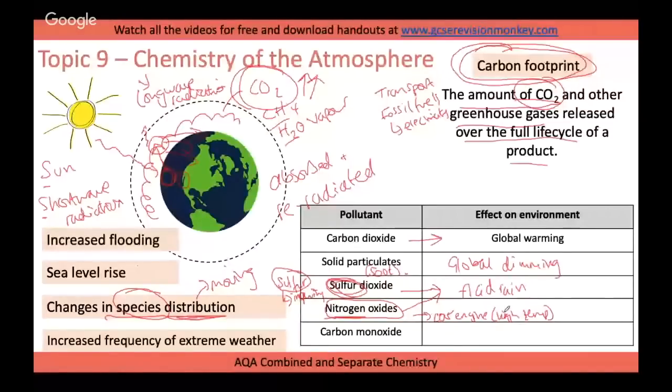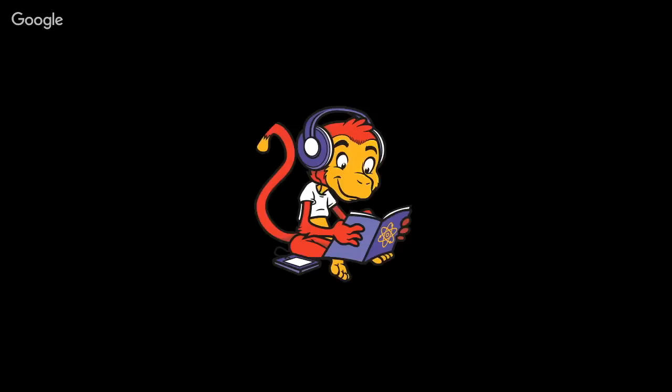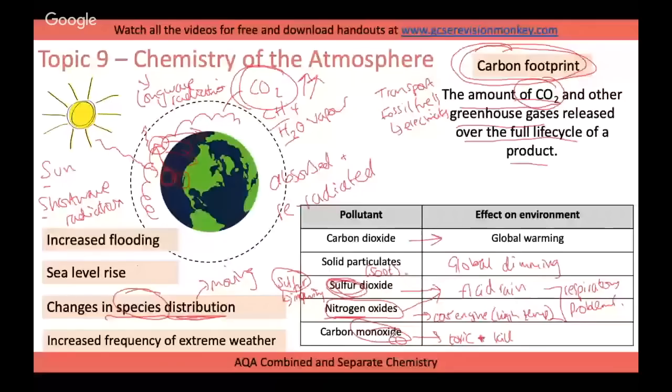Both of these two can cause respiratory problems, so breathing problems as well. Carbon monoxide we came across earlier, CO, just one oxygen. That is toxic and it can kill people. Okay, it's called the silent killer because it's odorless, you can't smell it, and if your boiler at home is doing incomplete combustion because one of the pipes is blocked and it's not getting enough oxygen, you will be producing carbon monoxide, and that is toxic and can kill you.